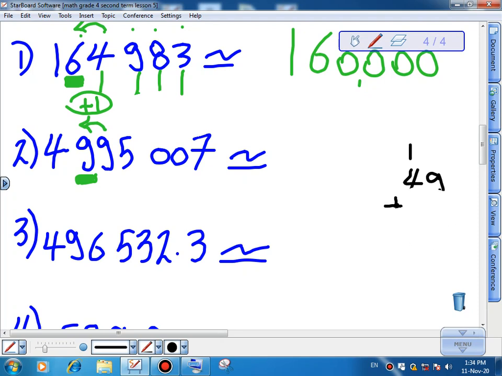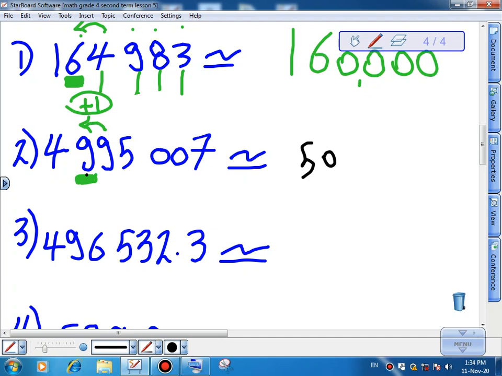I never change the number before the number that I need to approximate to, but I add 1 to 9, and 1 plus 9 equals 10, so I will put 0 and carry 1 to the next place, which is the millions digit. 1 plus 4 equals 5. It will be 50. Okay?